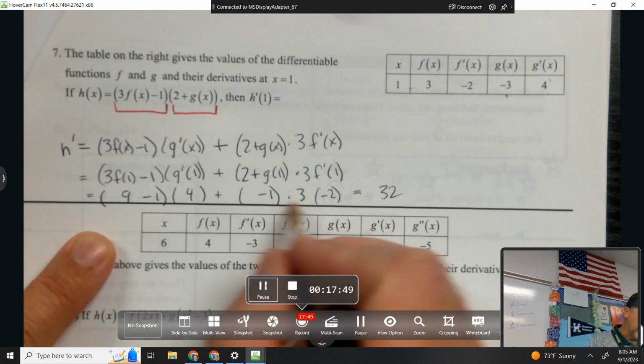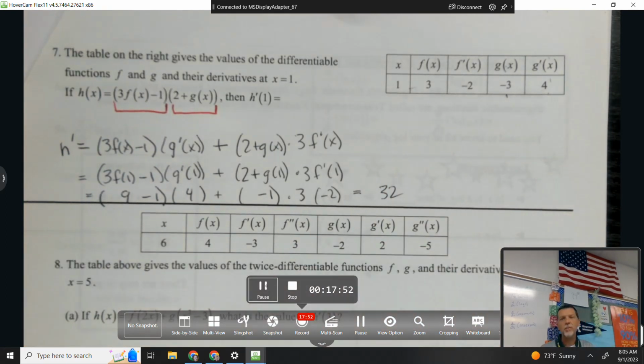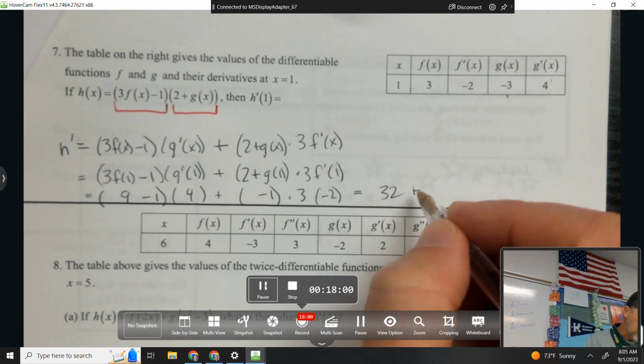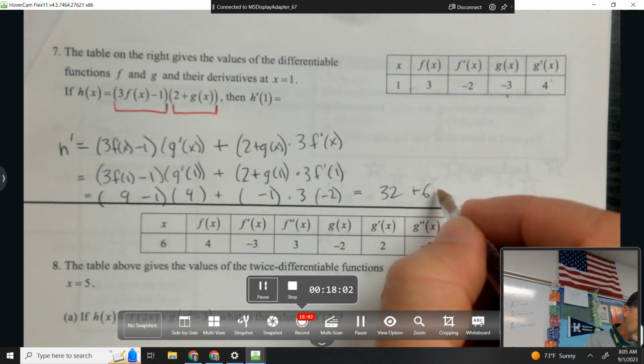Although that is a safe stop. Once you've plugged in, it's a safe stop. You can't leave f of 1 and g of 1. You've got to plug things in. But once they're plugged in, you're good. 32 plus 6 is 38.